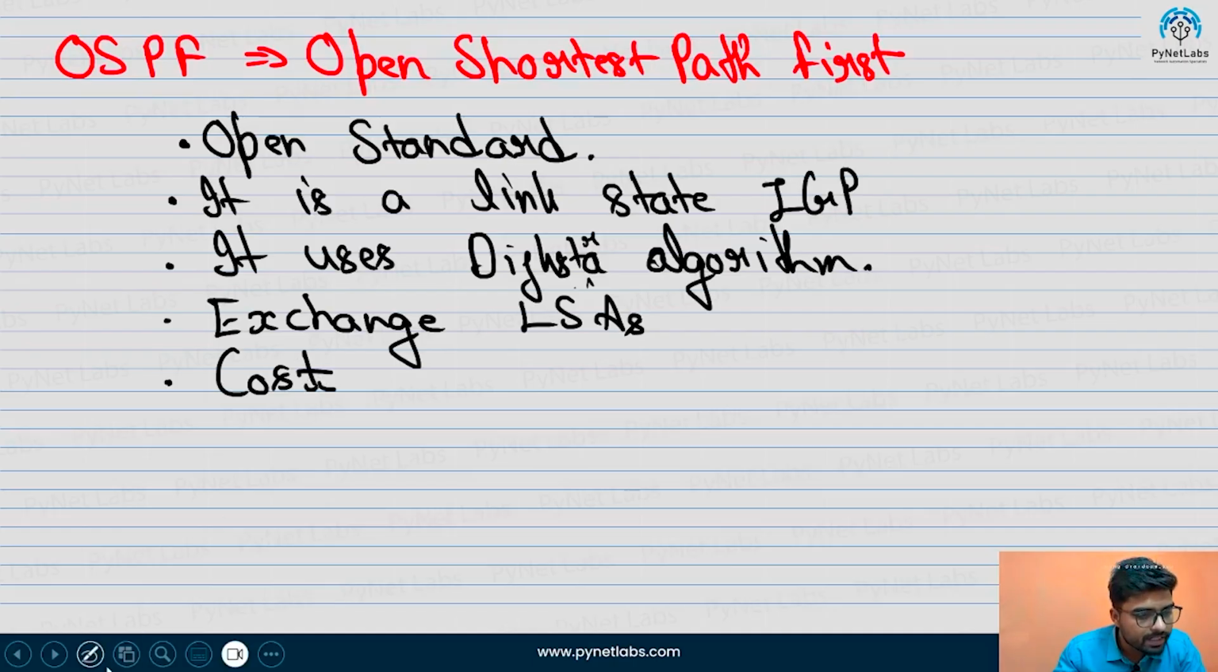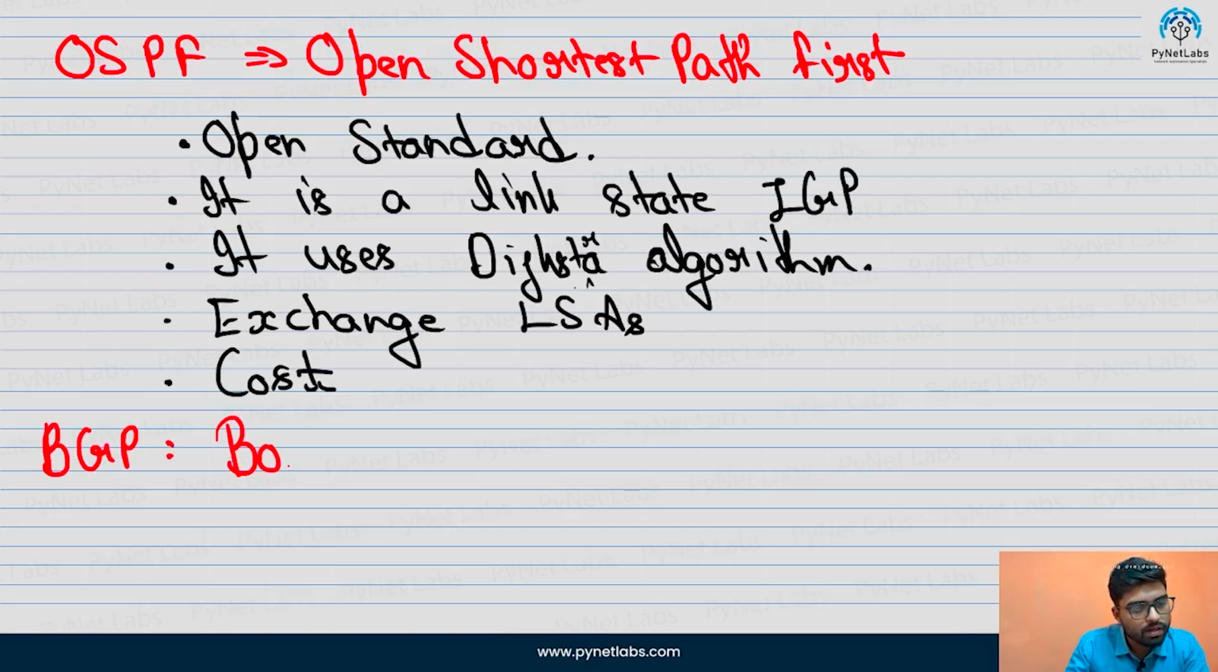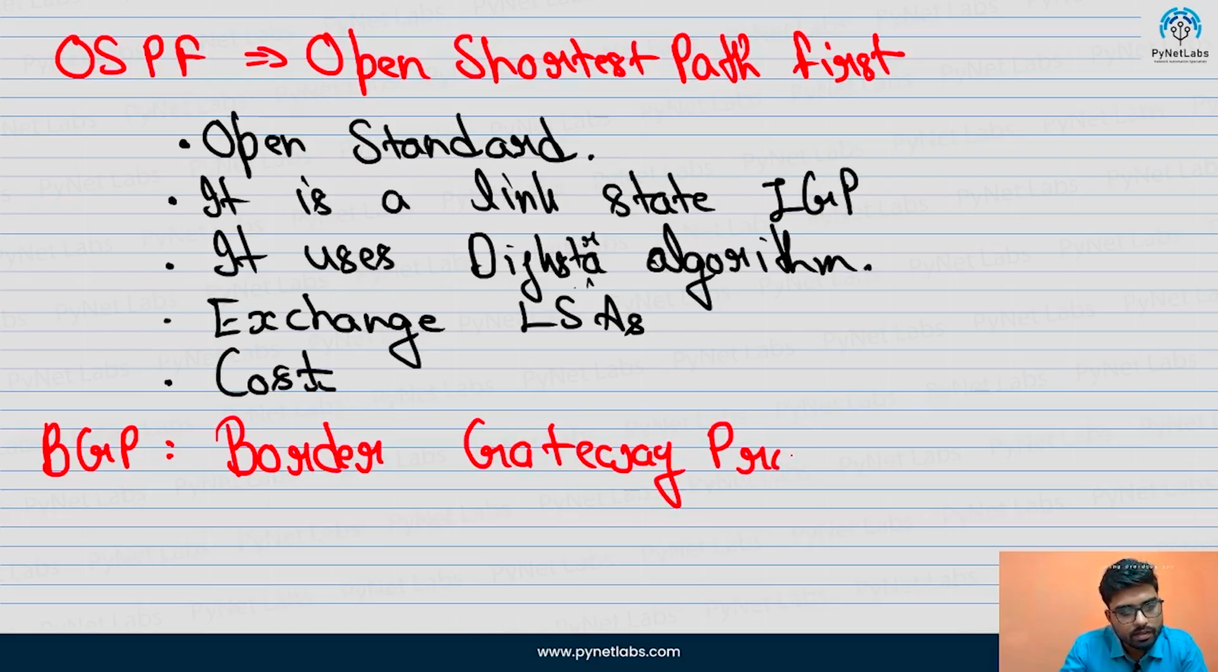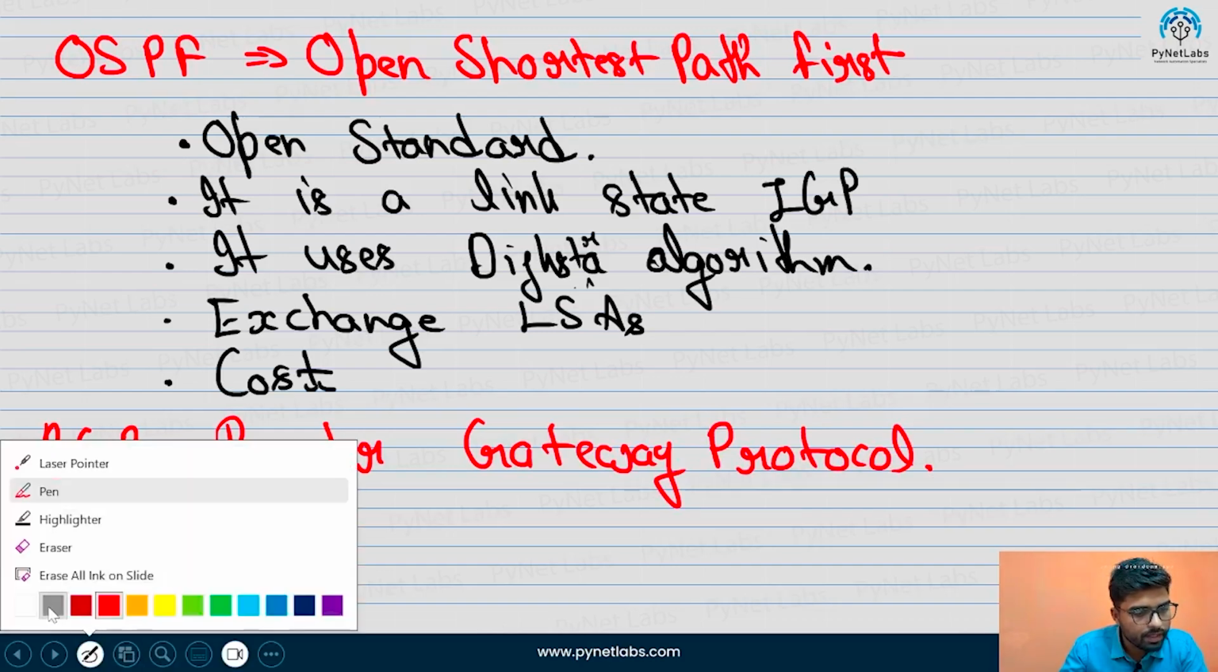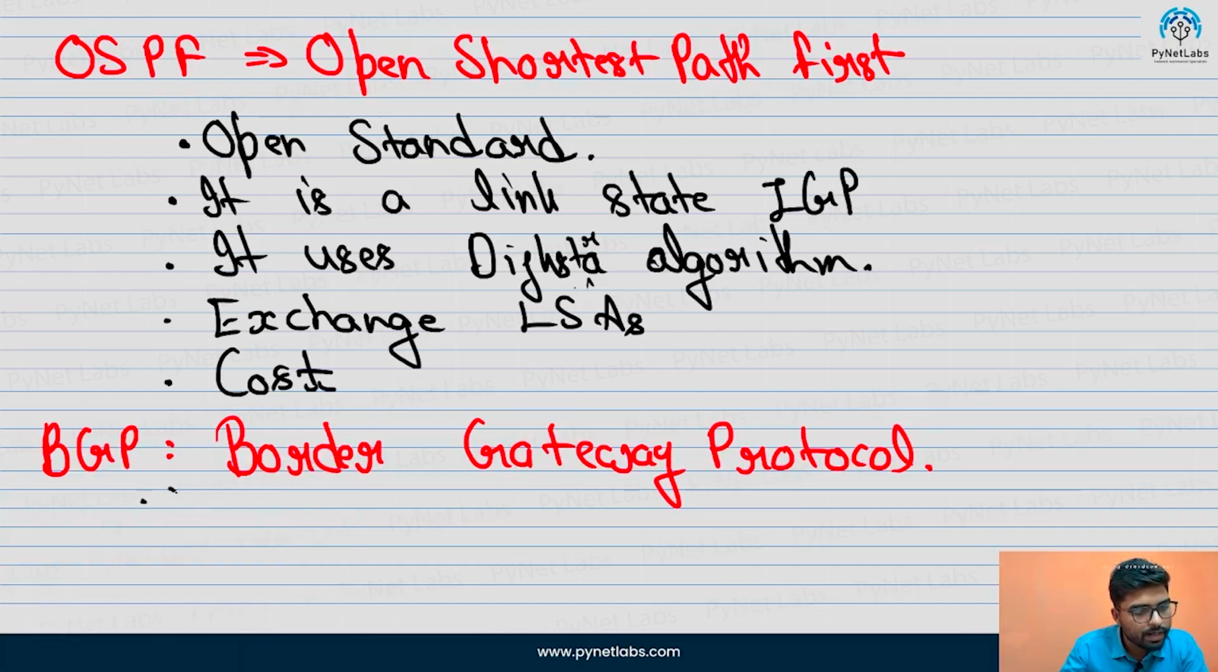Now let's understand the BGP here. What is BGP? BGP stands for Border Gateway Protocol. And it is also an open standard protocol. That means it can be implemented on any vendor's hardware.